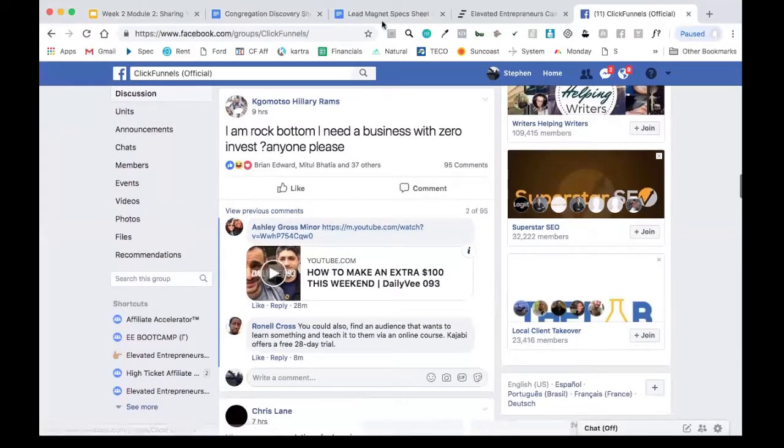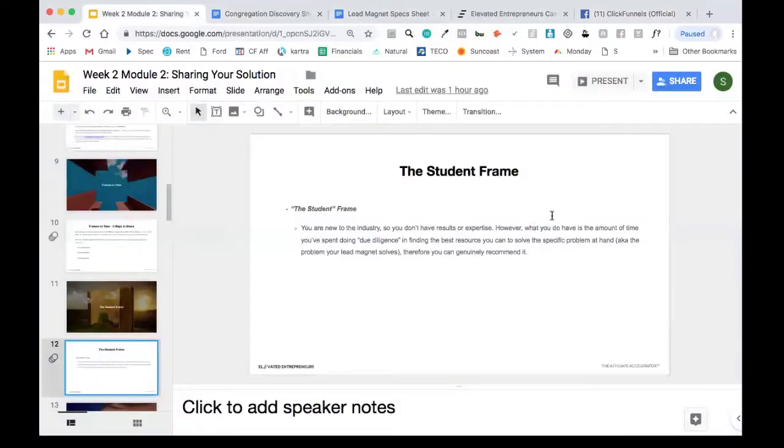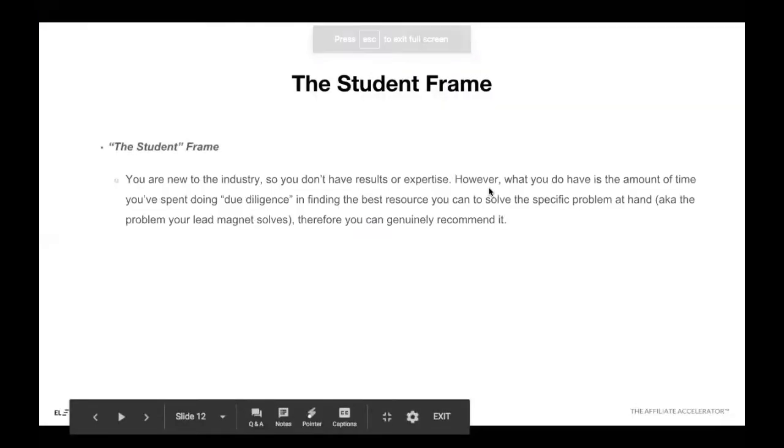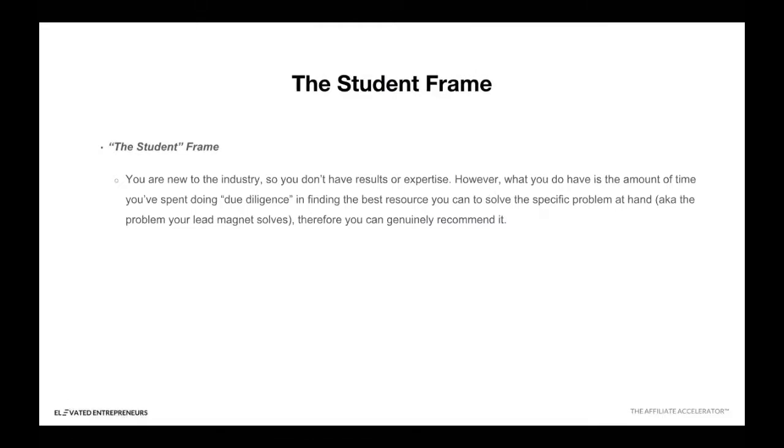And you know what? What I'm going to do is explain all the frames first, and then we'll go through and talk about the different methods, and I'll show you some different ways to approach as each. But it's very simple. The student approach is basically saying, look, I don't have results, and that's perfectly fine, because what I've done is I've spent a lot of time figuring out what is the best resource that can really help solve this problem. And I truthfully believe that this person here, this company here, this blah, blah, blah here is genuinely the best at solving this problem, and you should definitely check it out. That's the student frame.